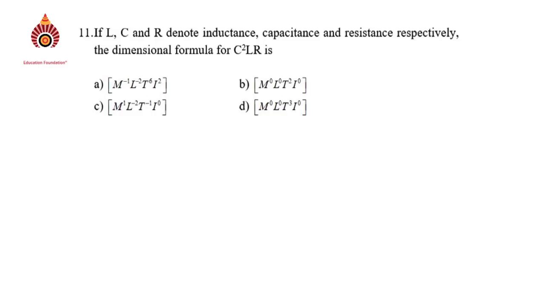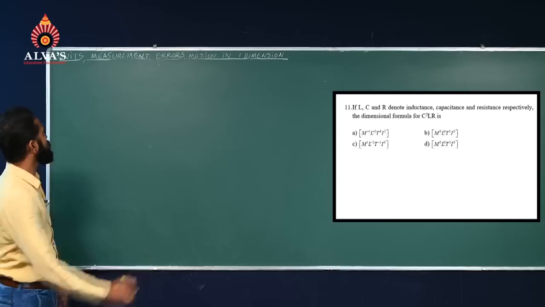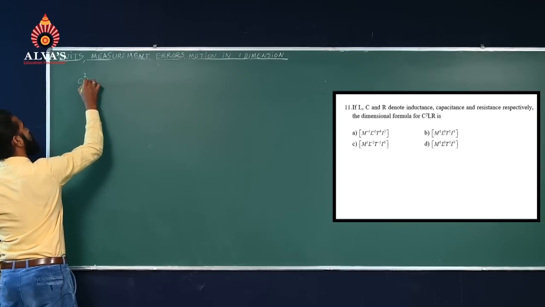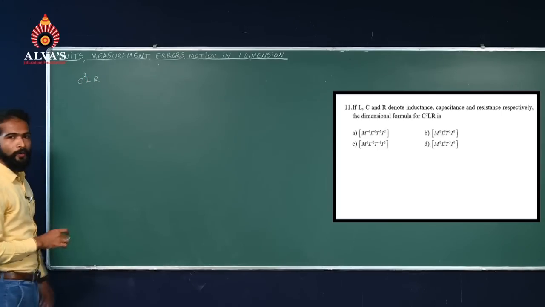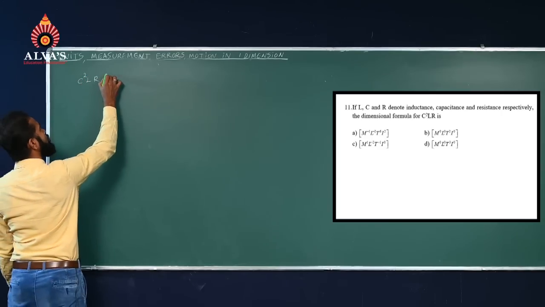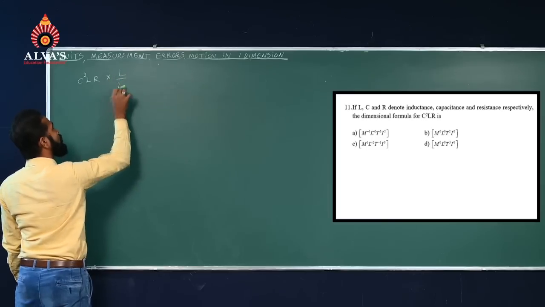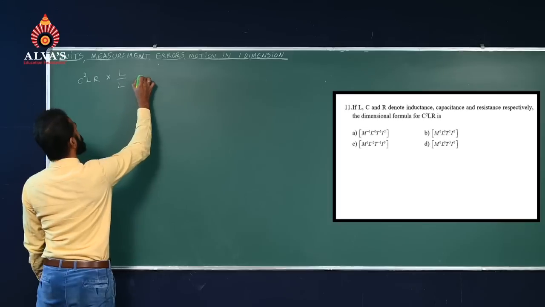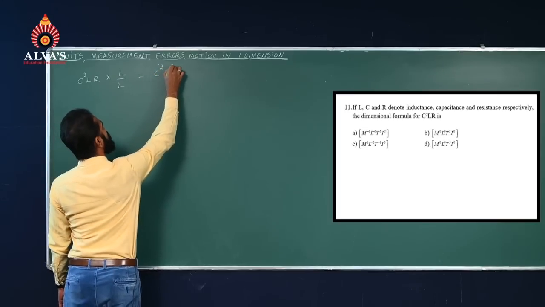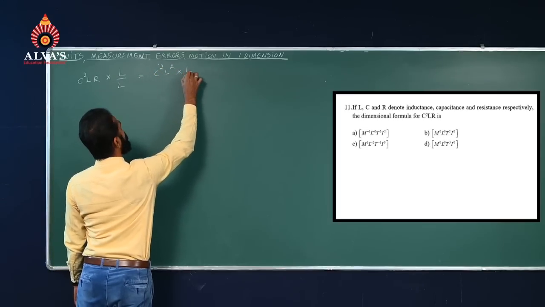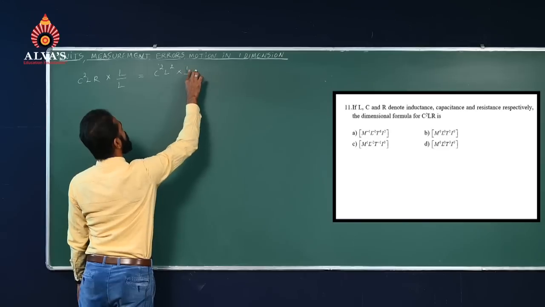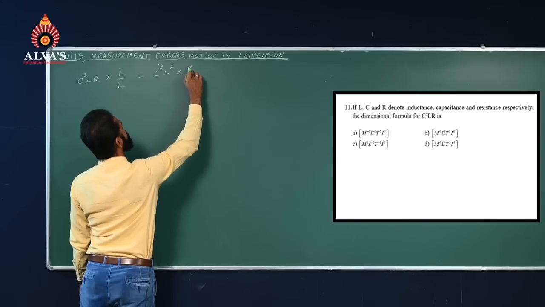Let's move to the next question. Question 11. If L, C and R denote inductance, capacitance and resistance respectively, then the dimensional formula for C squared L R is. So we have the given quantity C squared L into R. What I will do is multiply this with L divided by L. So this becomes C squared L squared into R divided by L.